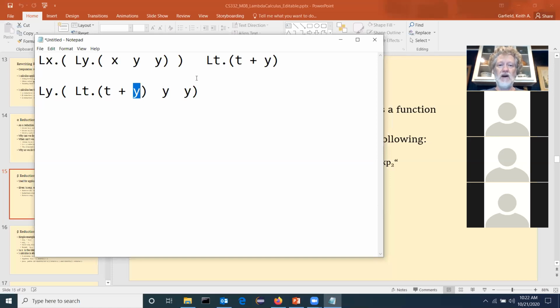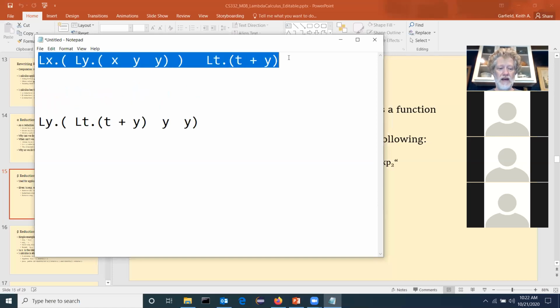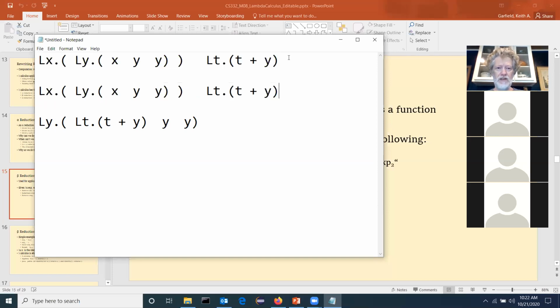So this is where we have an opportunity to use the alpha reduction. The alpha reduction says you're allowed to rename variables, as long as you don't change the structure, to avoid accidental capture. So I'm going to do an alpha reduction to rename that to S.